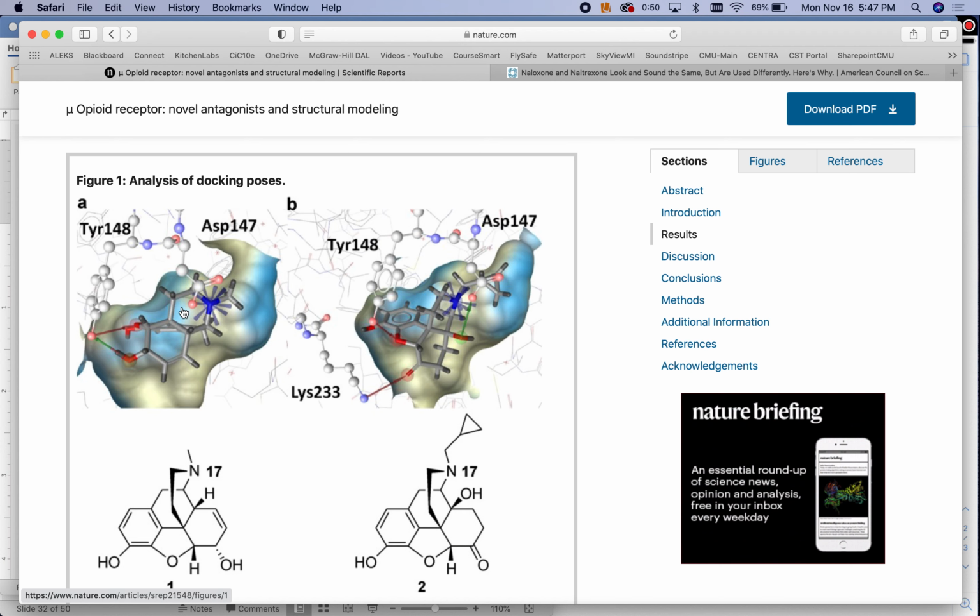And then you've got hydrogen bonding, this OH and another OH here. So red is the oxygen here. And this is tyrosine, one amino acid that's in this protein. So tyrosine is hydrogen bonding to those two OH groups on, in this case, morphine. Okay?